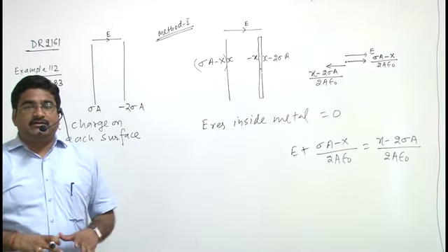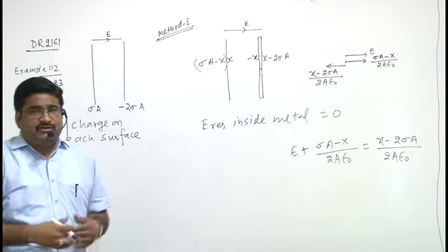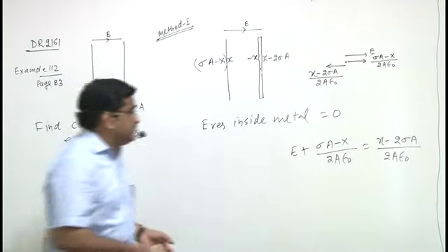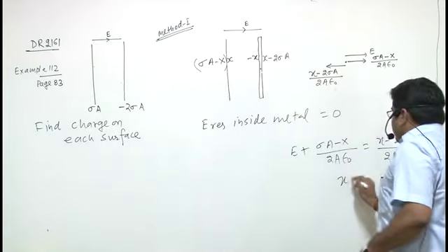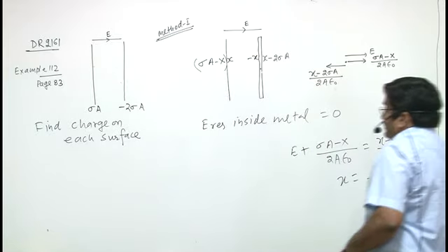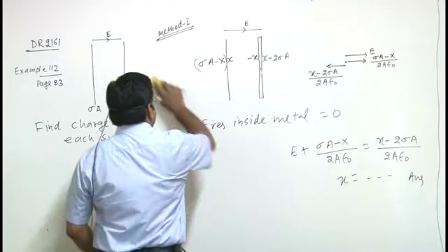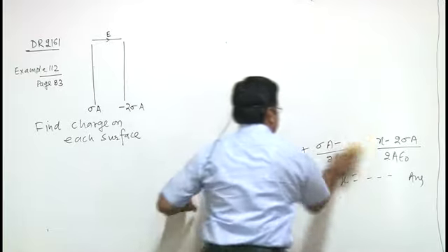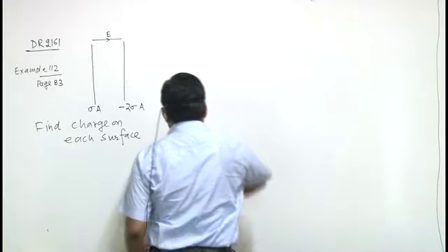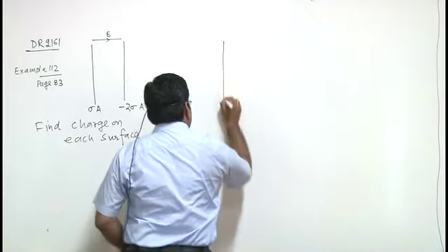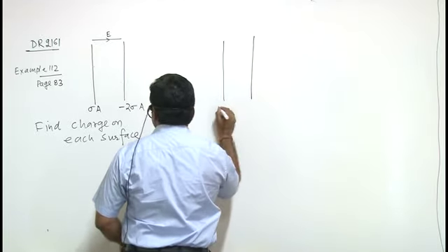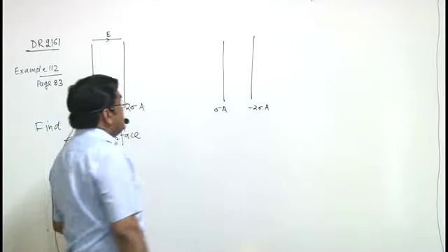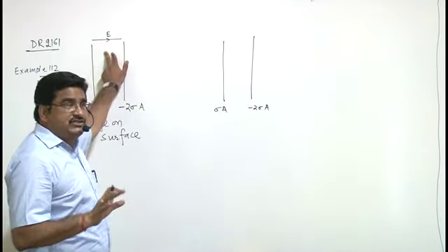Now another method I will give you, and that is a very innovative, creative method, which somebody can think. So from this you can get the value of x, that will be your answer. Now let us come to the second method. For the second method, we have these two plates, and they have charges sigma A and minus 2 sigma A. Now this electric field E we have applied externally.